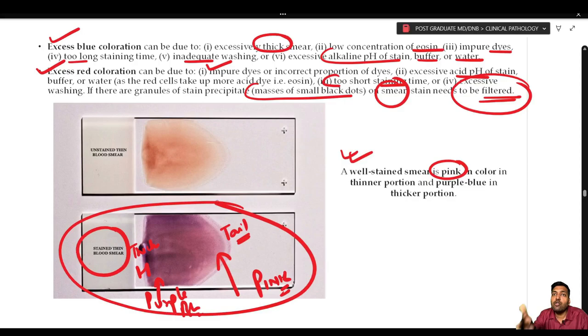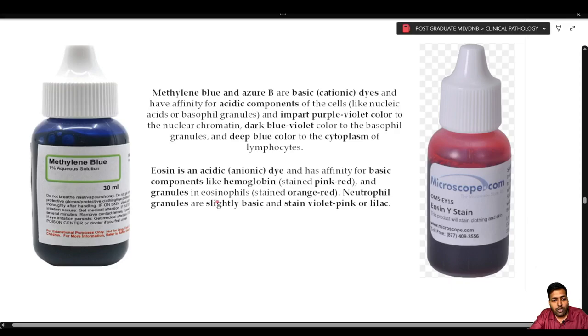So how can you say that? Over there, you are not replying anything in the exam. So in that case, you have to say these points very importantly. I'm repeating again. As I already told you, the Romanovsky stains that we see are a mixture of two dyes.